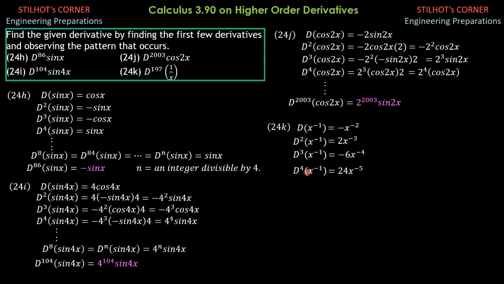If n is even, it's positive n factorial. But if n is odd, it's negative n factorial, x to the negative of quantity n plus 1. So therefore, the 197th derivative of 1 over x, since this is odd, is negative 197 factorial x to the negative 198.